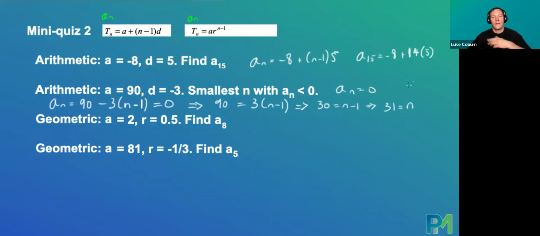So what is this saying? It's saying when n is 31, then we have that a_n is equal to 0. But that's not what we were asked. We were asked when is a_n less than 0. So that means n has to be equal to 32.